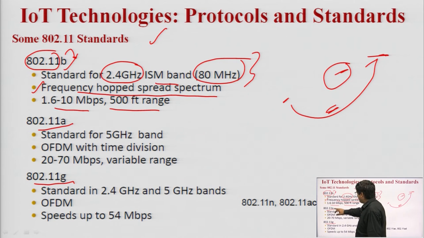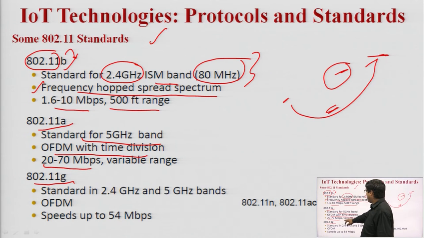It also has the standard 802.11a, which is based upon the 5 gigahertz band and OFDM, orthogonal frequency division multiplexing. It has a 20 to 70 Mbps speed and its range is variable, okay. It has a fixed range of 500 feet, okay. It has a variable range.